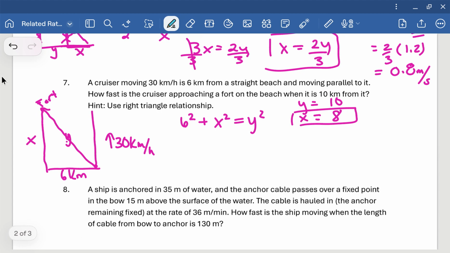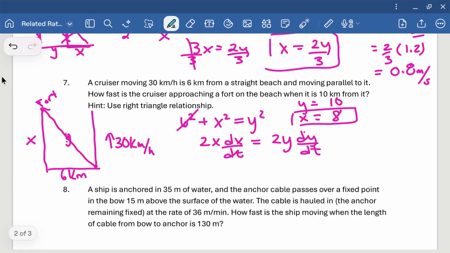So let's take our first derivative. The derivative of a constant is just 0. Our derivative of x squared would be 2x dx over dt, and that's going to equal 2y times dy over dt. So we have all this information, and now we can plug in our values.